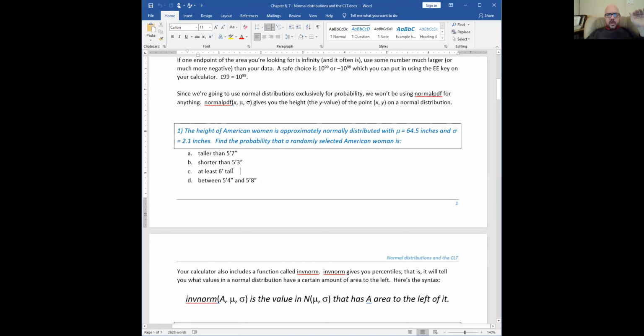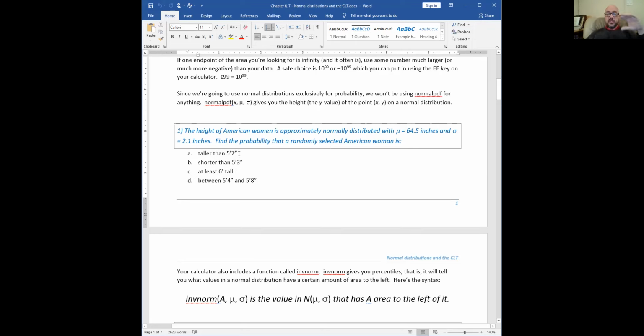All right, we're going to do at least 6 feet tall, and between 5'4" and 5'8". We'll do those in just a second. I wanted to quickly make a point though, where here I said taller than 5'7" and here I said at least 6 feet tall. If you remember from the last video on continuous distributions, there's no difference between those in continuous distributions. At least means greater than or equal to. Taller than means just greater than.